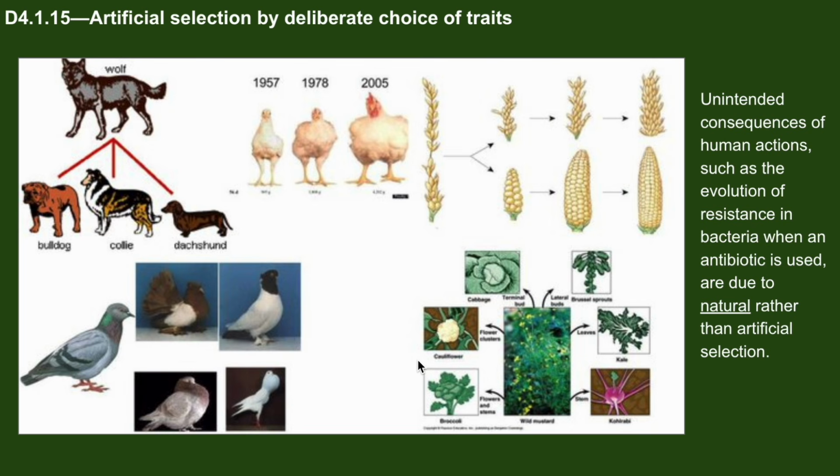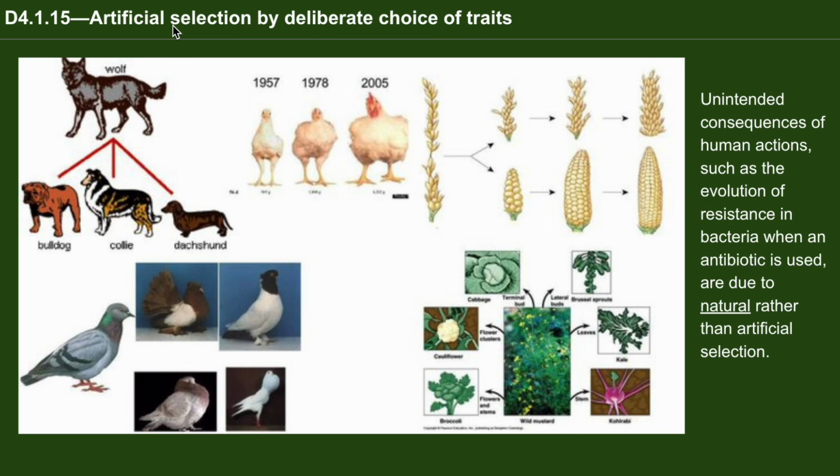Now, one important thing to note is that artificial selection is done by humans with intentionality. Unintended consequences of human actions, such as the evolution of resistance in bacteria when an antibiotic is used, is due to natural selection rather than artificial selection. While this is of course human caused, because we are often using these antibiotics wrongly or overusing them, it is still an example of natural selection. Remember that artificial selection has to be humans choosing organisms to breed for desired traits.